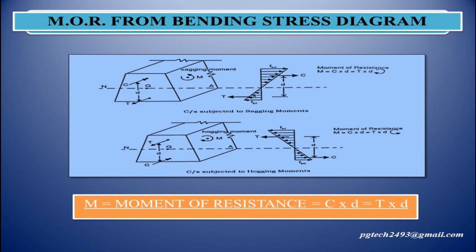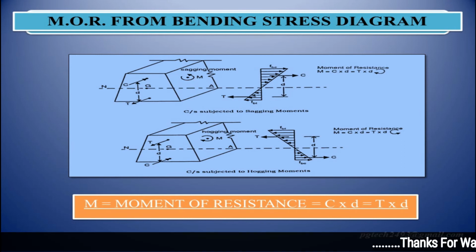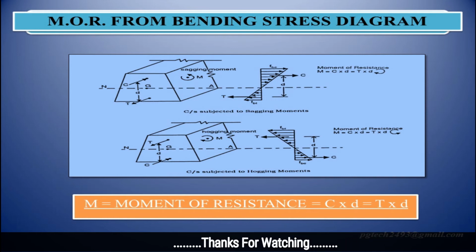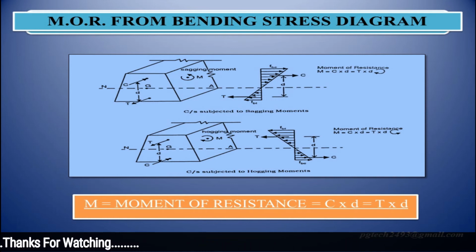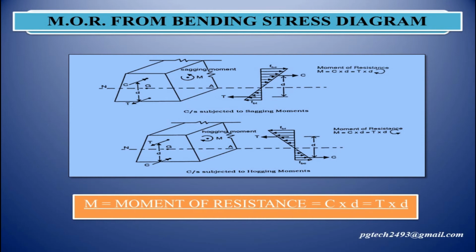Similarly, for a section under hogging bending moment, the layers above the neutral layer will be in tension and layers below the neutral layer will be in compression. The bending stress distribution diagram is shown in the figure. Here also the moment of resistance is provided by the couple due to total compressive force C and an equal total tensile force T separated by distance D, that is, moment of resistance M equals C into D equals T into D.